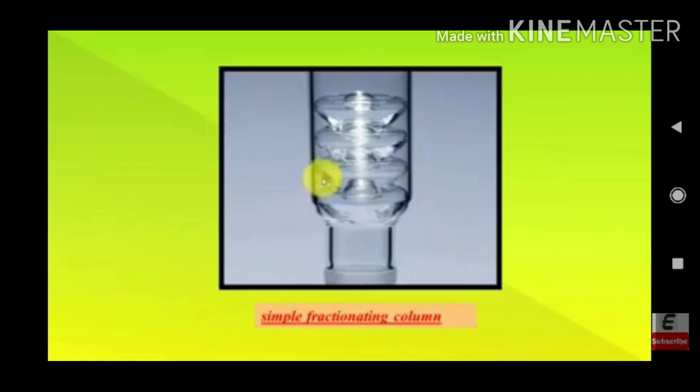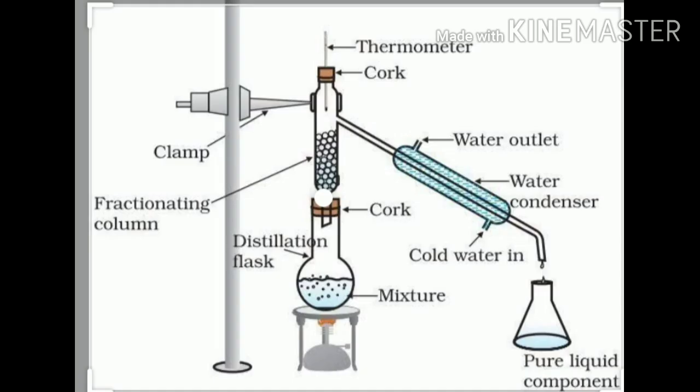Here also the thermometer is used to keep the temperature constant below the boiling point of the component which has the low boiling point, so the temperature should be fixed here also, students. Heating is continued by a burner. Both alcohol and water will form small vapors, but the vapors of water will condense back, and the vapor of alcohol also will condense back and form liquid.